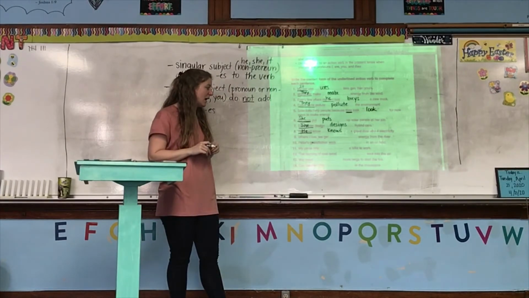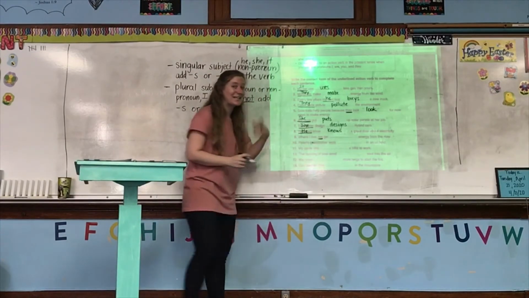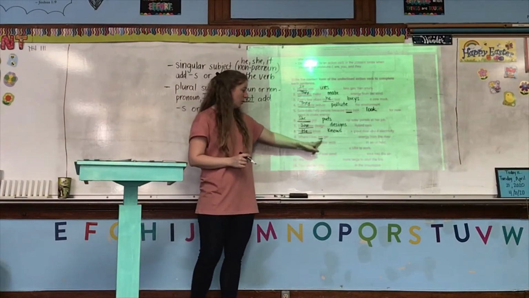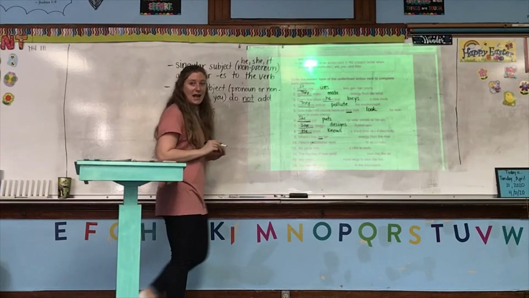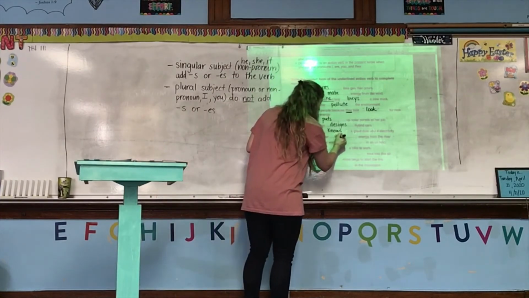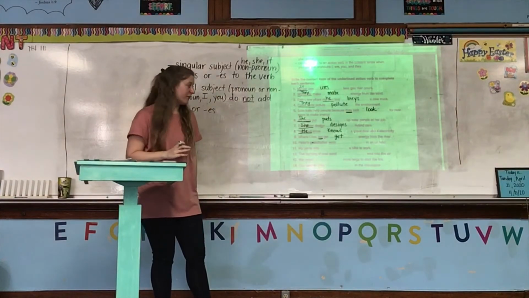Number 9, where I live, we get energy from the river. Well, we is the subject because we are the ones getting something. Whenever we have a plural pronoun like we, we do not add s to the verb. So, where I live, we get energy from the river.